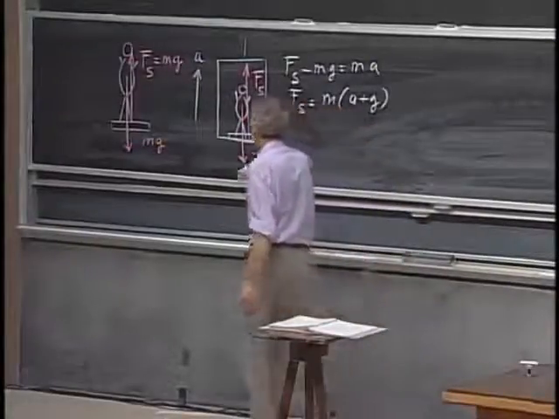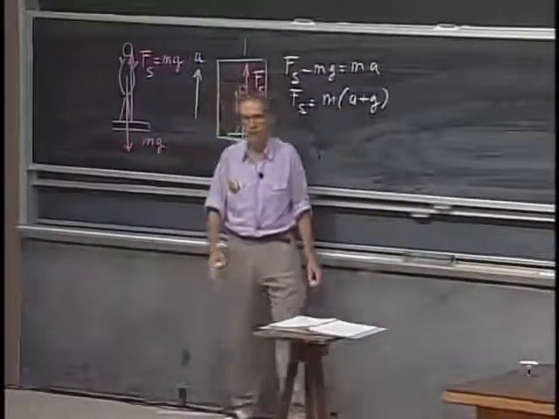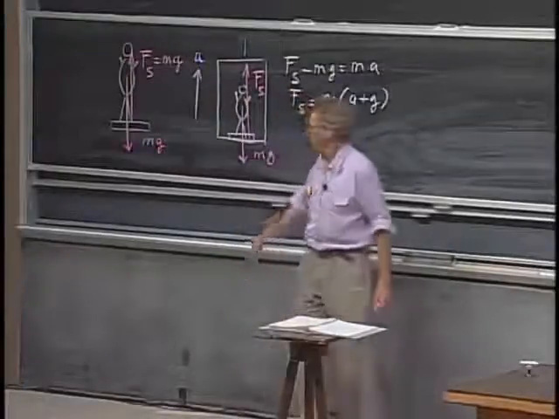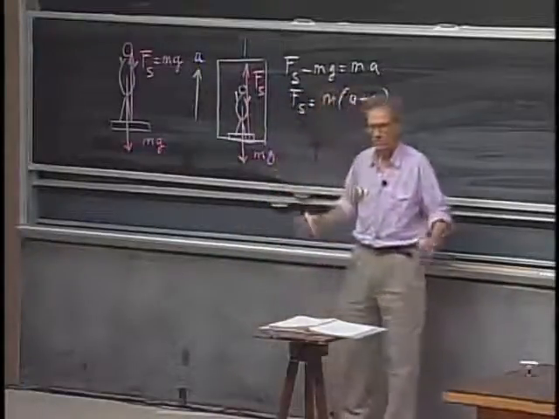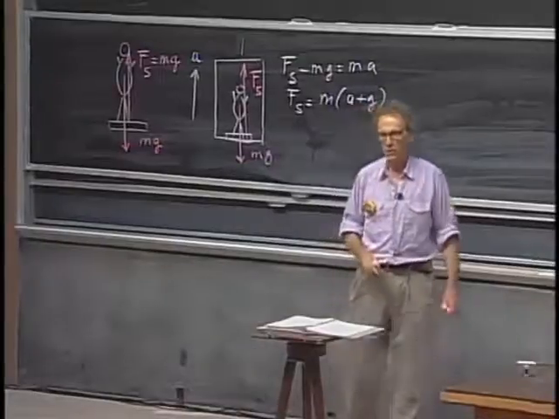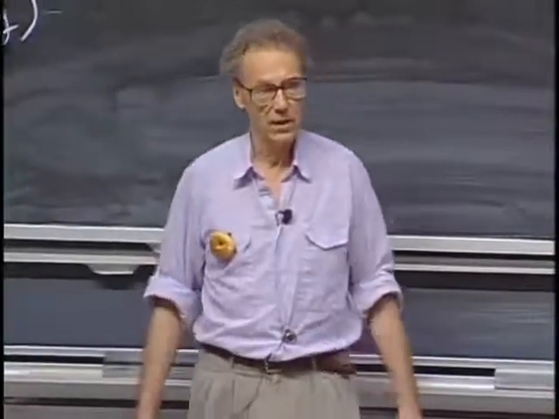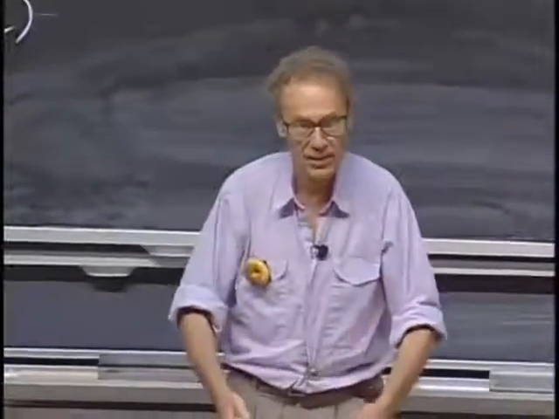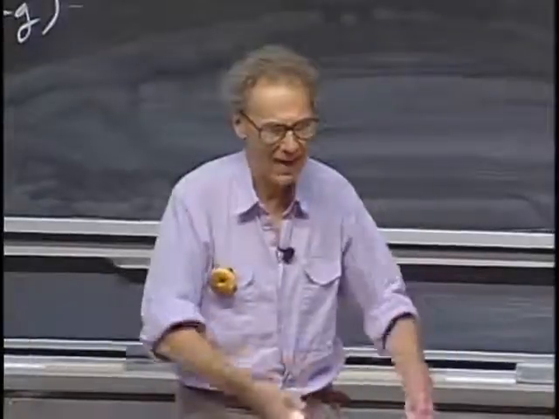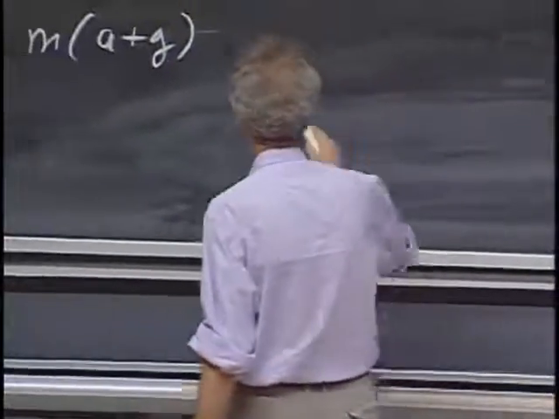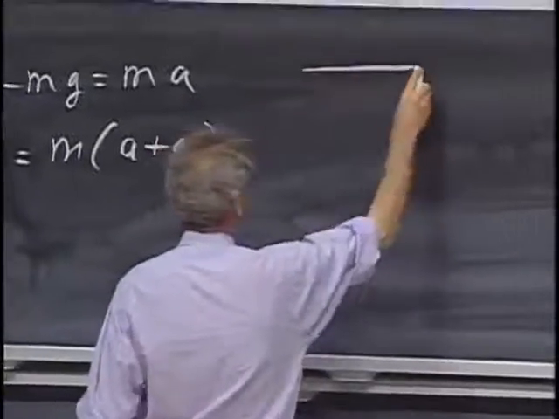Seeing is believing. That is my weight. If I accelerate upwards with 30 meters per second squared, 30 plus 10 is 40. I'm 4 times my normal weight. Instead of my 165 pounds, I would weigh close to 700 pounds. I see that. Seeing is believing. That is my weight.